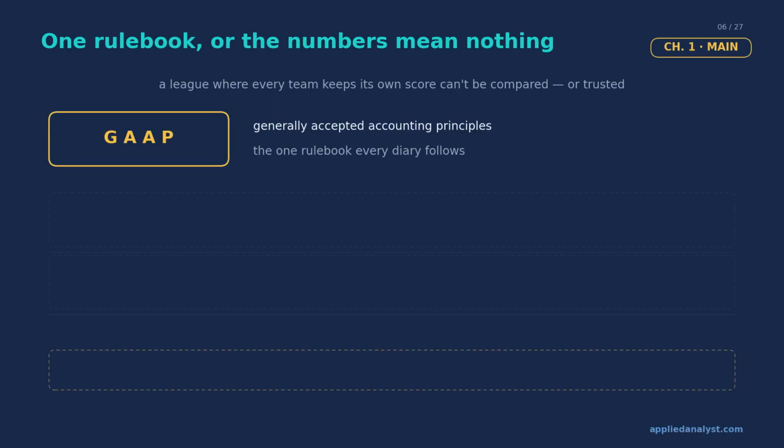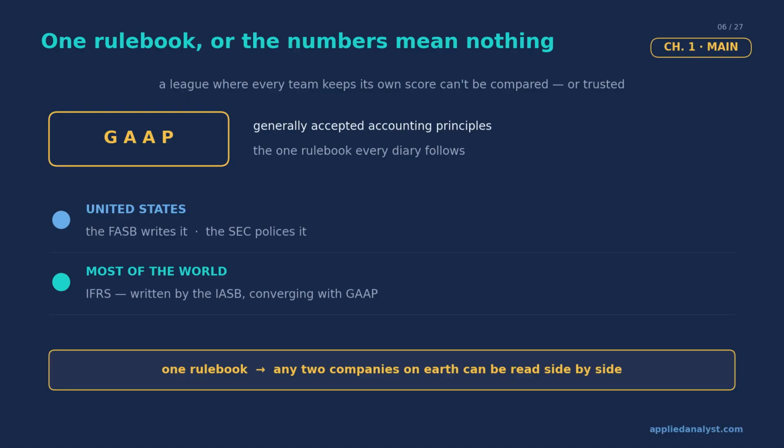Imagine a league where every team kept its own rulebook and its own score, because nothing could be compared or trusted. That is why accounting has one rulebook called GAAP, the Generally Accepted Accounting Principles. In the United States, the FASB writes that rulebook and the SEC polices it. Most of the rest of the world follows IFRS from the IASB, and the 2 systems keep converging. That single shared rulebook is the reason the numbers mean anything at all.